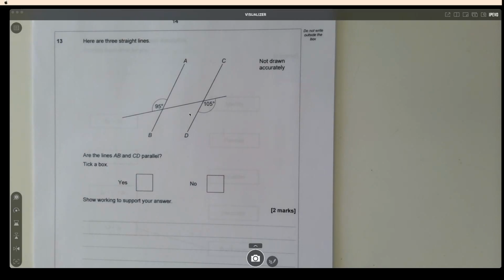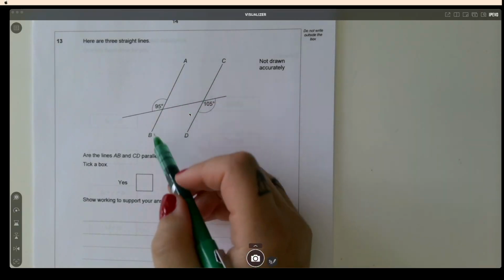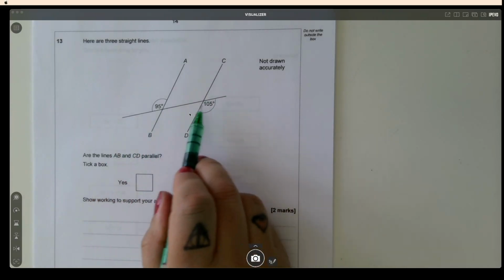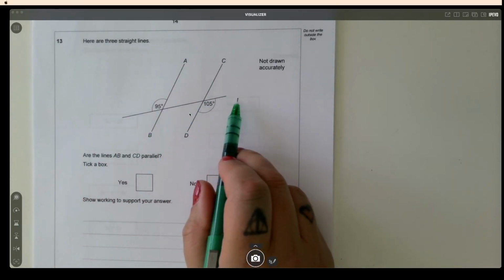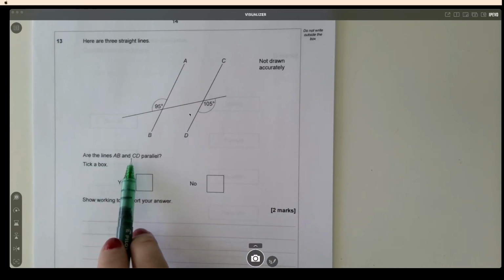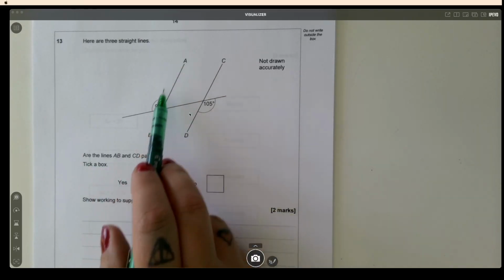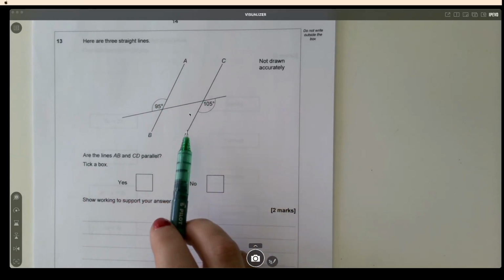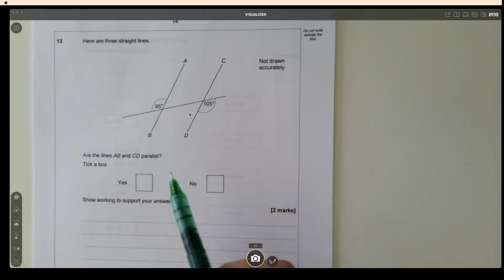Question 13. Here are 3 straight lines. So we've got AB, CD, and then we've got that intersecting line there. Are the lines AB and CD parallel? So we want to know if these two lines are parallel. To figure this out, we need to know some of the other angles, because there are some rules that can tell us that lines are parallel. So corresponding angles need to be equal, alternate angles need to be equal, co-interior angles need to sum to 180 degrees. So we fill in as many angles as we can to see if one of those rules applies.